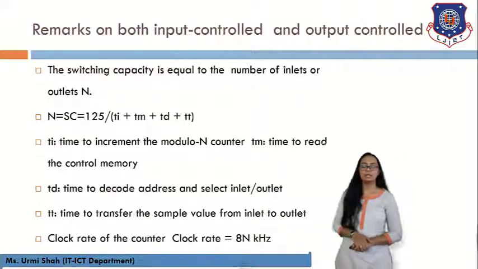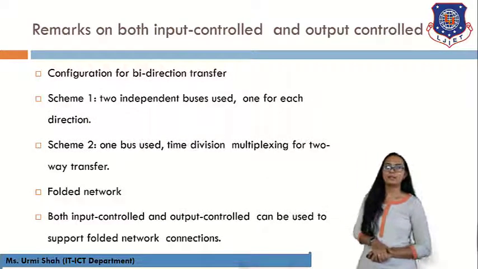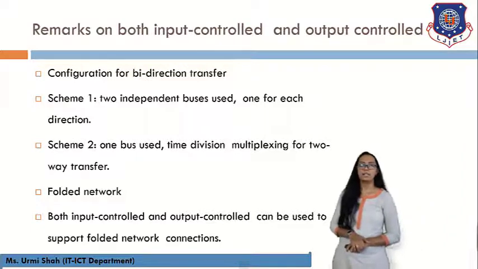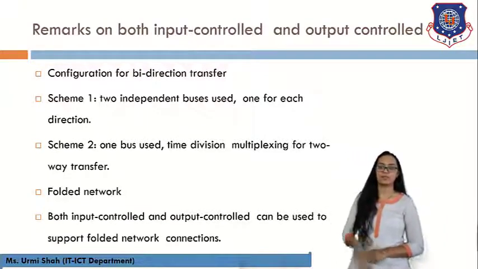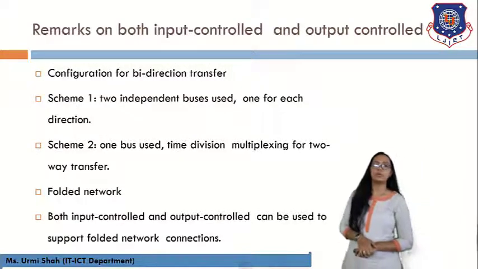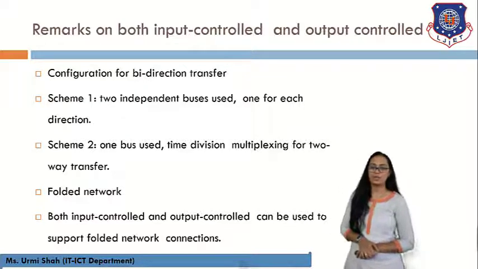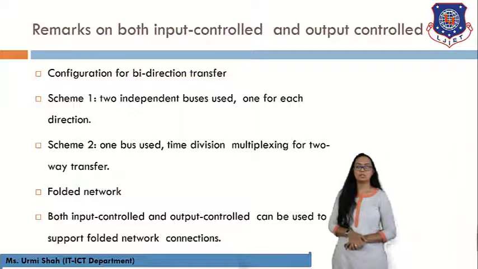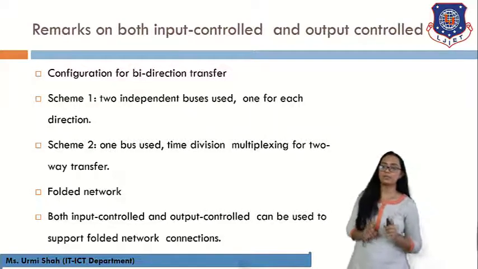Okay, let's move ahead with the next topic, that is remarks on input control and output control. Here the configuration is for bi-directional transfer. Scheme 1 uses two independent buses, one for each direction, and scheme 2 uses one bus and time division multiplexing for two-way transfer. So here a folded network kind of structure is used.